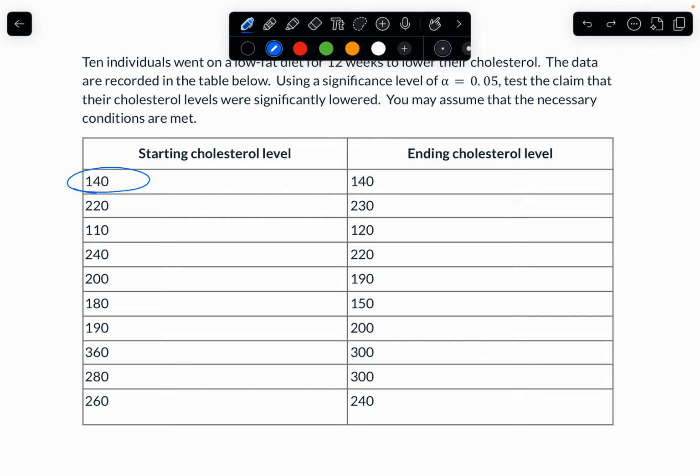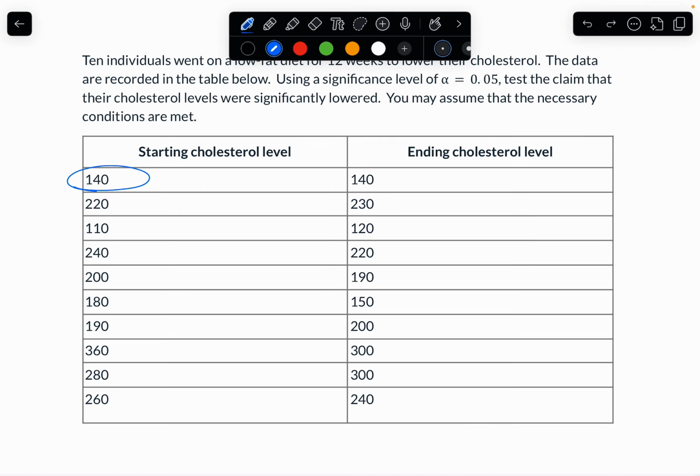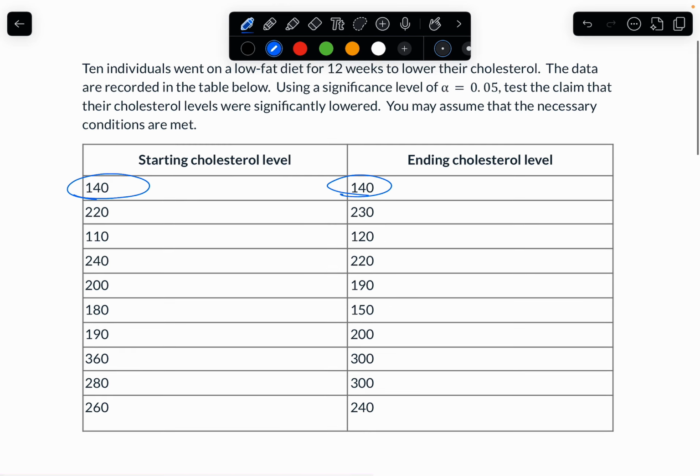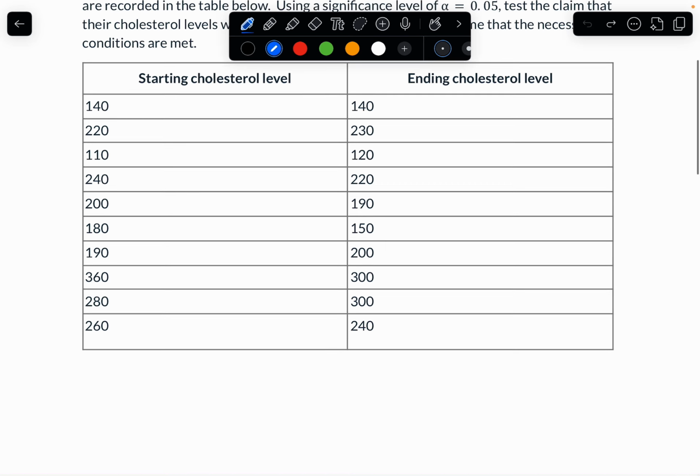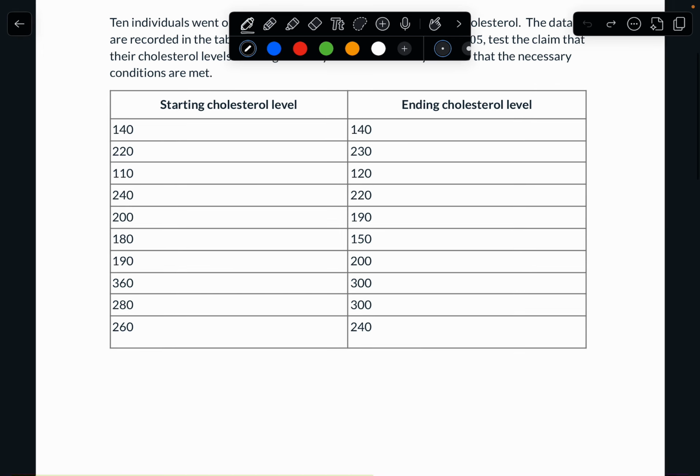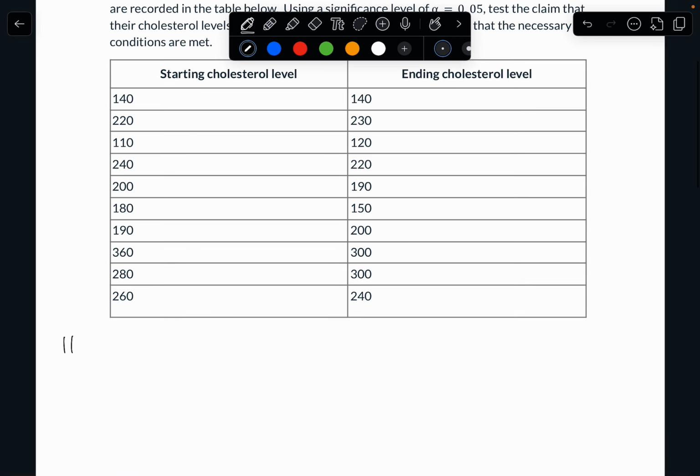I'd probably want to just compare the one person's starting cholesterol level with their ending cholesterol level because their lifestyle is presumably going to be mostly the same between the beginning and the end, with the exception of this low-fat diet that they're on. So we need to start off with the null hypothesis and the alternative hypothesis, because that's our first step. So our null hypothesis, we've said that this is paired data. We sort of get the null hypothesis for free.